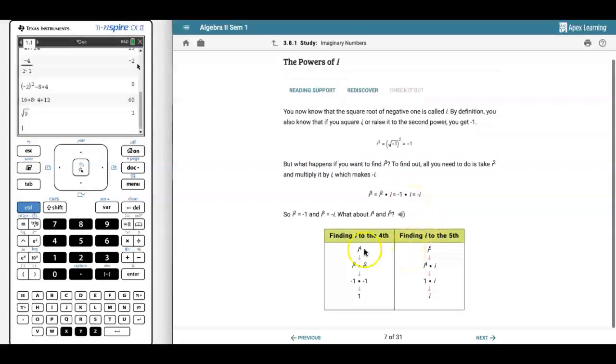Taking it one step further, if I want to do i to the 4th, this is like saying i squared times i squared, so -1 times -1. That gives me 1. Now i to the 5th is like saying i to the 4th times i. We just found out i to the 4th is 1, and i by itself is i. So this is saying i.